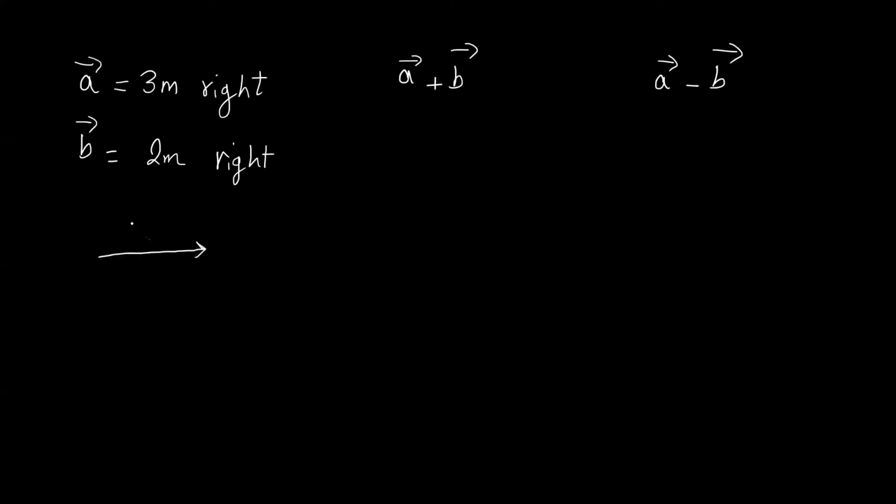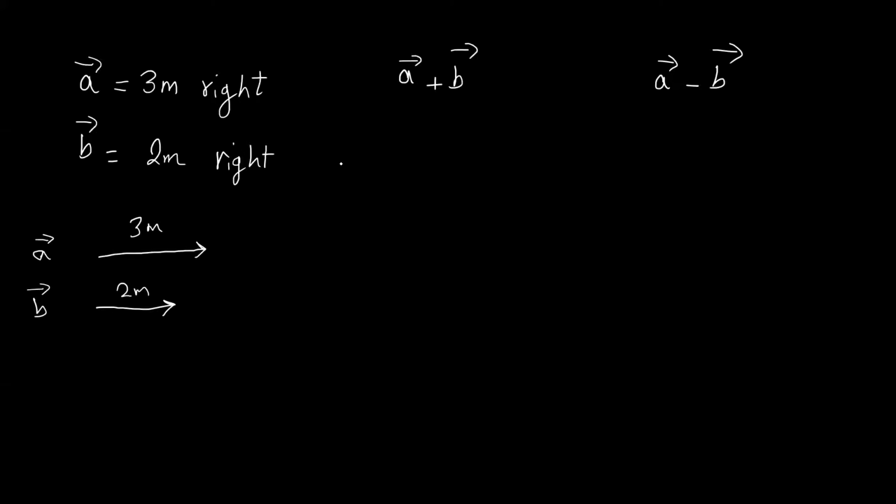Vector A is 3 meters and it's to the right, and vector B is 2 meters, and this one also to the right. So both of them, you can see, are one-dimensional. For adding these two vectors, I use two methods. One is using diagrams, so A plus B.